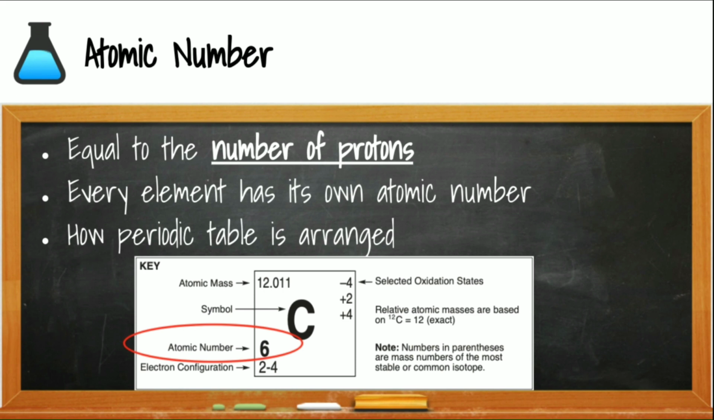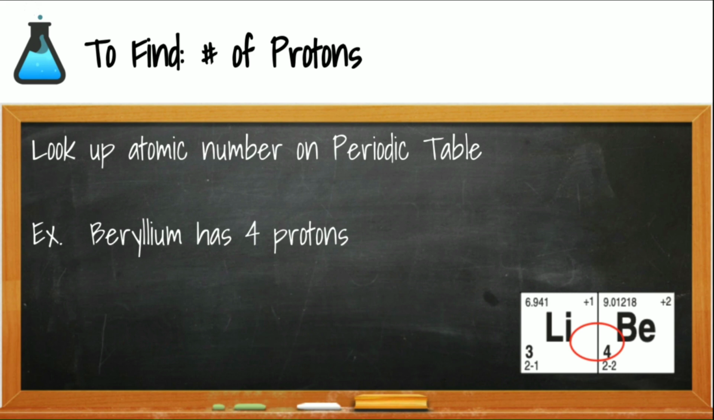Now, the periodic table is actually organized in order of increasing atomic number. So when you're looking for an element, if you know its atomic number, it'll be a little easier for you to find it. So if we want to find the number of protons, we just look up on the periodic table. So here we see beryllium. Beryllium has a bold number 4. So beryllium has an atomic number of 4. Therefore, it has 4 protons in its nucleus.